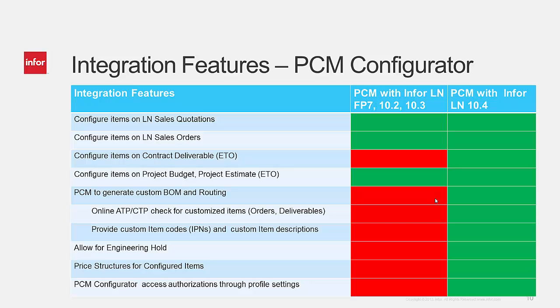In addition, and this is also considered to be the biggest improvement of the integration, you can now make PCM solely responsible for generating a custom BOM and routing and passing back the results to Infor LN, whereby you completely bypass the PCF functionality in LN.